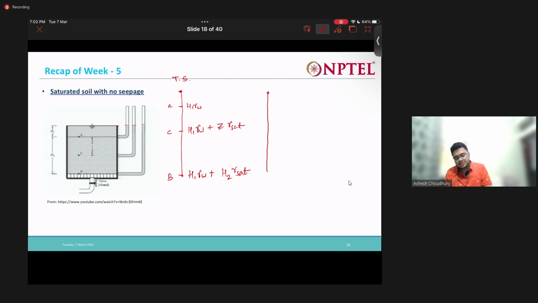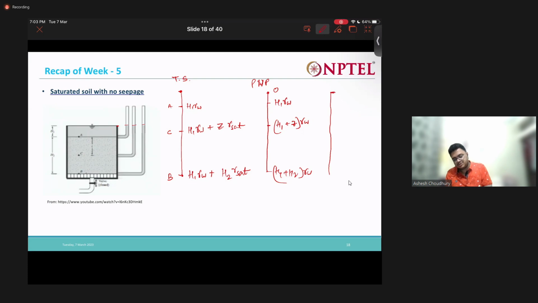So here what will be the pore water pressure? It will be 0. Then at point A, same H1 into gamma W, right? At point C, H1 plus Z into gamma W. And here, H1 plus H2 into gamma W. This is the pore water pressure.